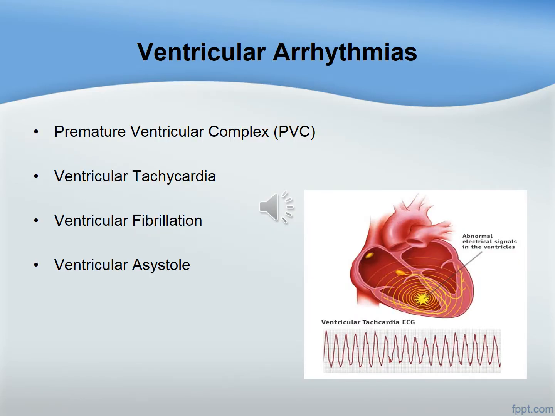So let's move on to ventricular arrhythmias. Ventricular arrhythmia starts in the heart ventricles. So the ones we're going to discuss are premature ventricular complex, or PVCs, ventricular tachycardia, ventricular fibrillation or VFib, and ventricular asystole.